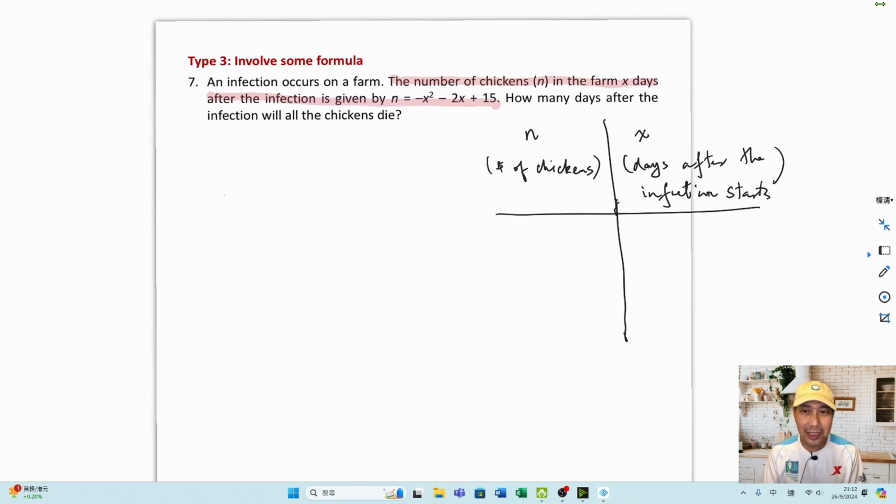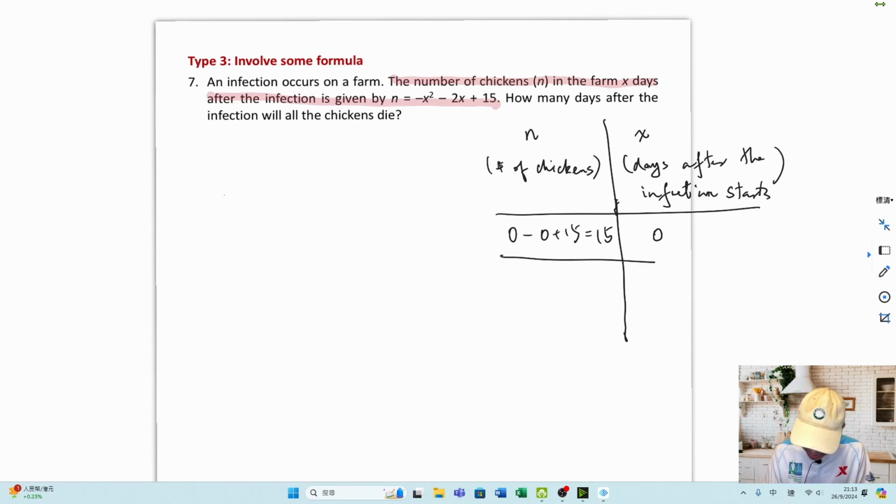The first number I want to plug into the formula is when x is 0, that means 0 days after the infection starts. We put 0 into the formula. So 0 minus 0 plus 15 gives us the number 15. So it tells us that at the very beginning, day 0, there are 15 chickens on the farm.